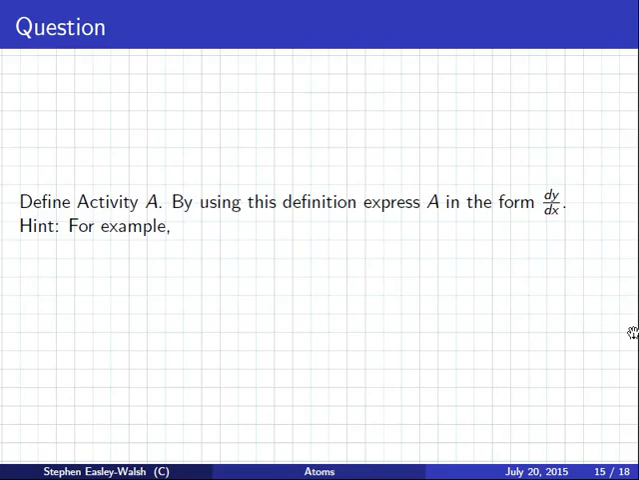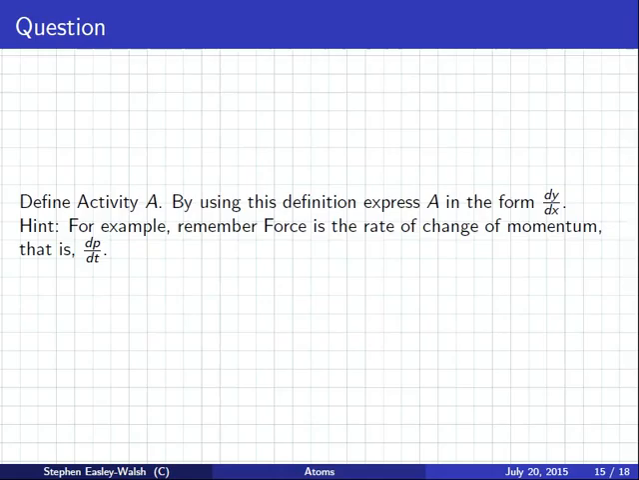Right, so here's one I want you to try. I want you to try and define activity, but as a derivative. So look at the definition I gave you in words and try to write it as a derivative. For example, remember that force is the rate of change of momentum. So as a derivative, we can say force is dp dt. I want you to try and do the same thing for activity, okay? I'll give you half a minute.